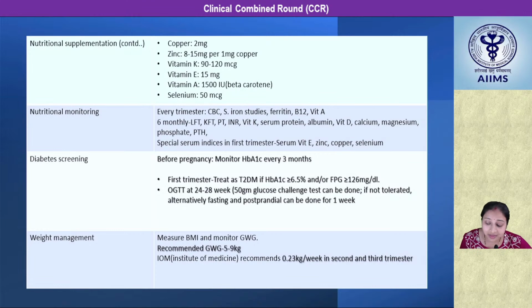For diabetes screening before pregnancy, we can use HbA1c, while for OGTT at 24 to 28 weeks, instead of 75 gram, we can use a 50 gram glucose load, or we can alternatively go for fasting and postprandial blood sugar for 1 week. Gestational weight gain recommendation is 5 to 9 kg, that is 0.23 kg per week in the second and third trimester.